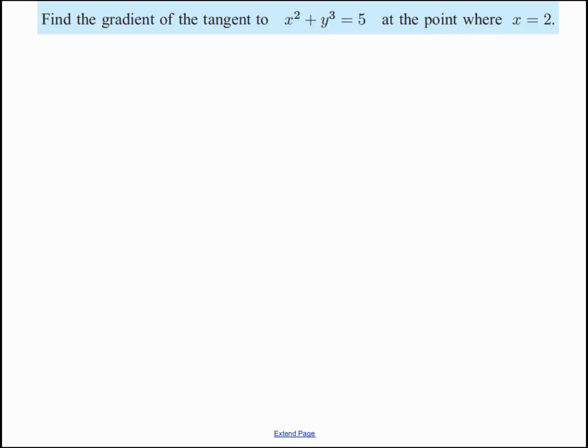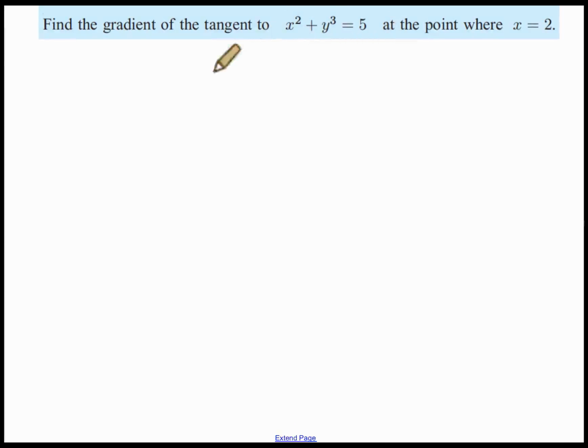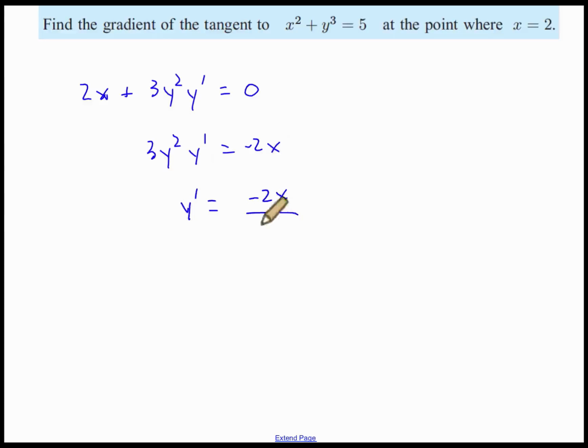Lastly, we're going to find the gradient of the tangent to this curve at the point where x equals 2. So taking the derivative of both sides, and you'll get very good at this. This will be 2x plus 3y squared y prime is equal to 0, derivative of 5. So now I need to solve for y prime. We just did this one before, didn't we? 3y squared y prime equals negative 2x. So y prime equals negative 2x over 3y squared.